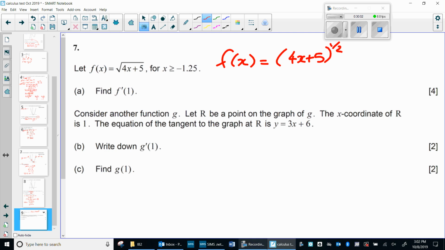Now this is worth 4 marks. You got more space for this, didn't you? Or you just did it all at the bottom? Right. So, how do we differentiate this? So, f dash x. The power comes in front.